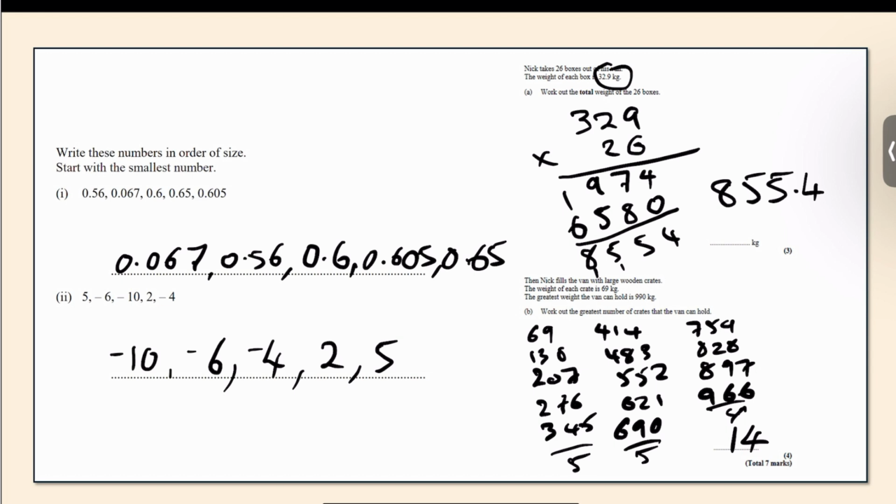Okay, so that's a lot of work, a lot of adding, but still, we've shown you the division of 990 by 69. So well done if you worked that out. The final answer was 14.